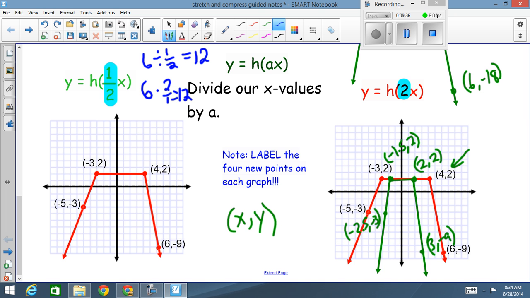Okay, so this point down the far right is actually going to become the point 12, negative 9, because I did 6 divided by 1/2. 4, 2 is now going to become 8, 2, because 4 divided by 1/2 is the same thing as 4 times 2, which is 8. Negative 3 divided by a half is going to become negative 6, because negative 3 divided by a half is the same thing as negative 3 times 2. And then negative 5, negative 3 is going to become negative 10, negative 3.